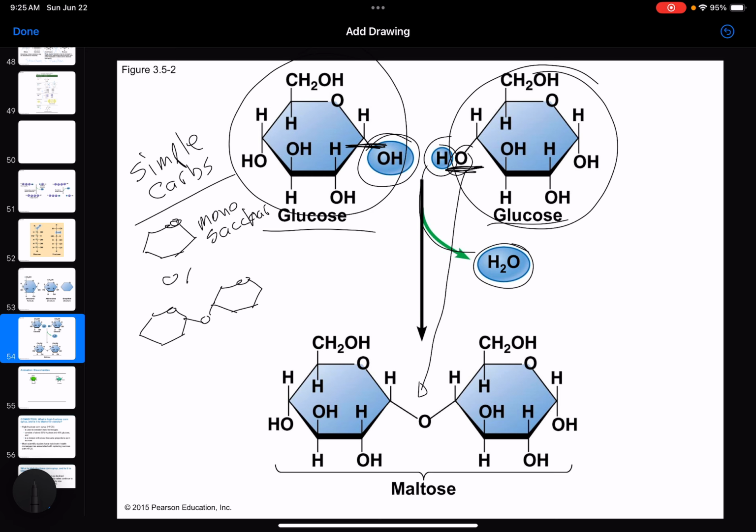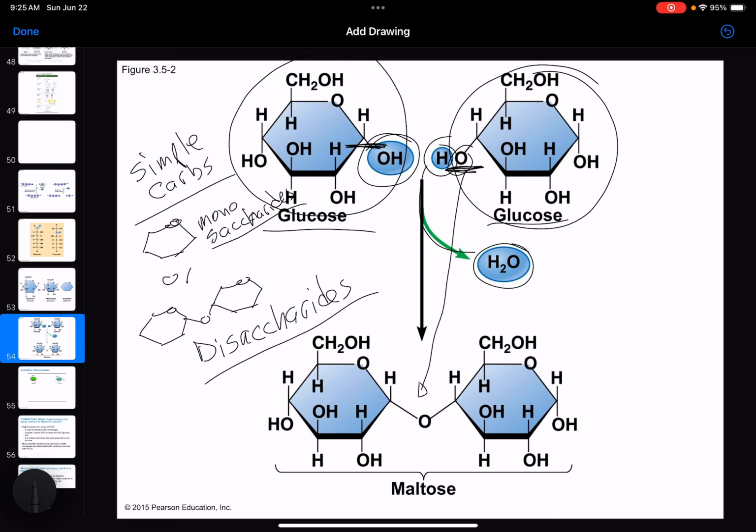Monosaccharides. The two ring structures are called, appropriately, disaccharides. That literally says single sugar, double sugar. That's what that says. Saccharum, saccharides, sugars.